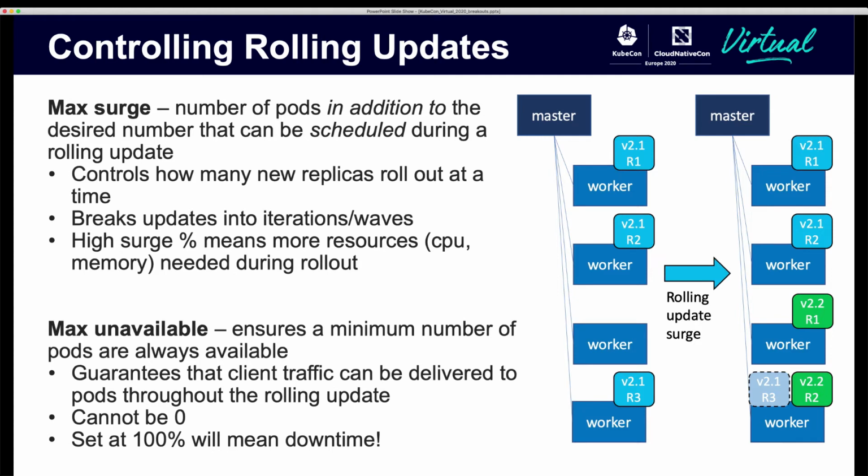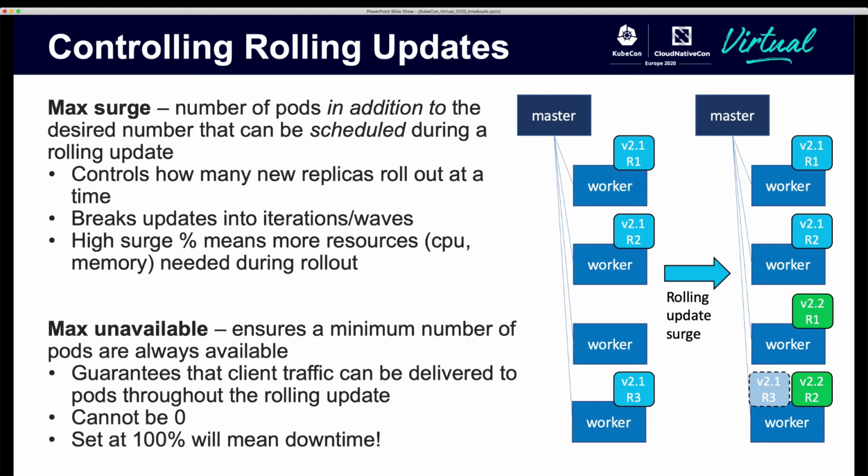A high surge percentage, however, is going to mean more resources, right? Because each application replica is going to need CPU and memory, and so you're going to just need more of those during the rollout. Max unavailable ensures that a minimum number of pods are always available, right? The idea being that we want to guarantee that client traffic is delivered through pods throughout the rolling update. This cannot be 0. We have to have some value. And if you do set it at 100%, that's going to mean downtime, right?